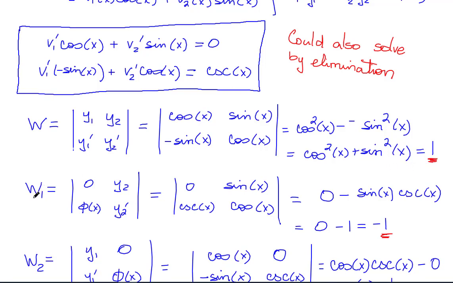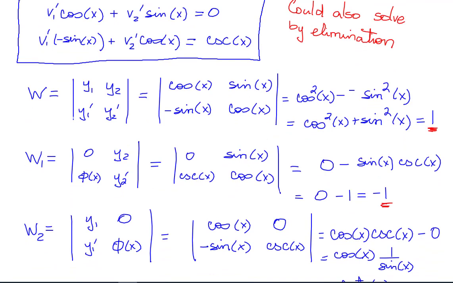To get my first solution, I need a top and a bottom. The top consists of placing the 0 and the cosecant in the first column, and then the second column remains the same. So 0 times cosine is 0, and then I've got a minus cosecant x times sine x. But cosecant is 1 over the sine, and so the sines cancel. I get 0 minus 1, which is minus 1.